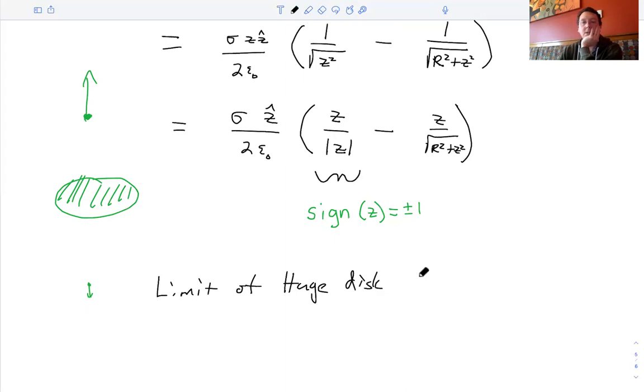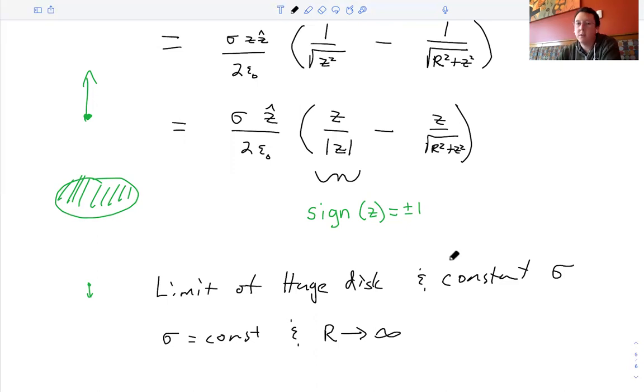Huge disk and constant charge density. So what I'm imagining is charge uniformly sprinkled to infinity in the XY plane. That's really what I'm looking at. To get to that, what we should do is take the limit as sigma is constant and R goes to infinity.